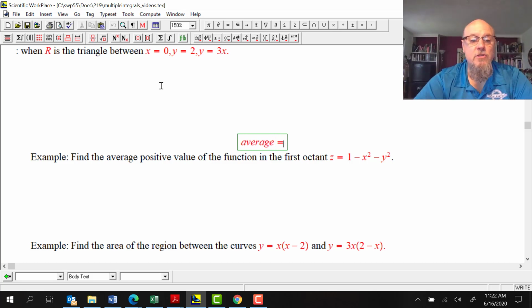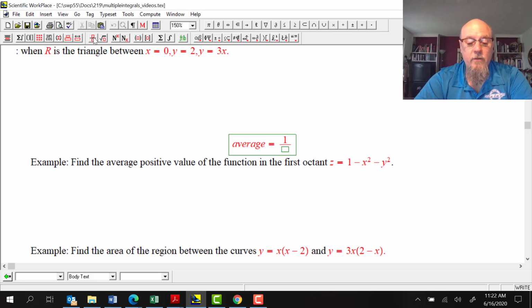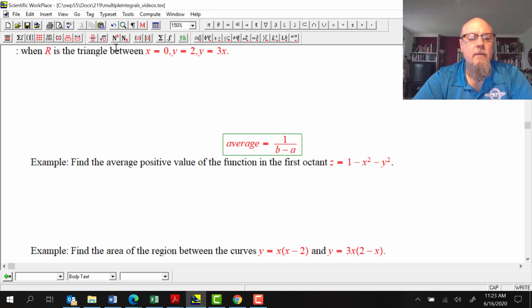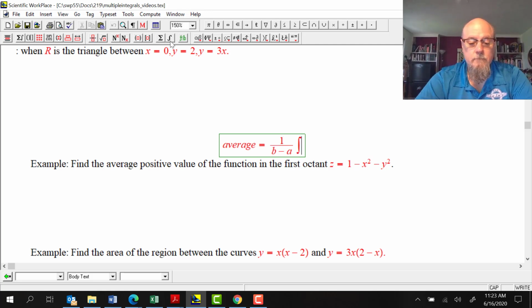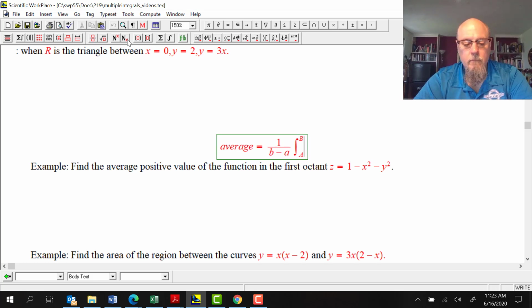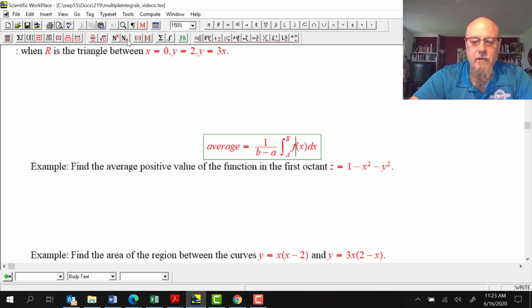The average value function, if we remember right, was an application of the integration. So if I wanted to know the average y value, excuse me, that's all. And for some reason caps lock is on. Anyway, that took a while, but there's the average value.